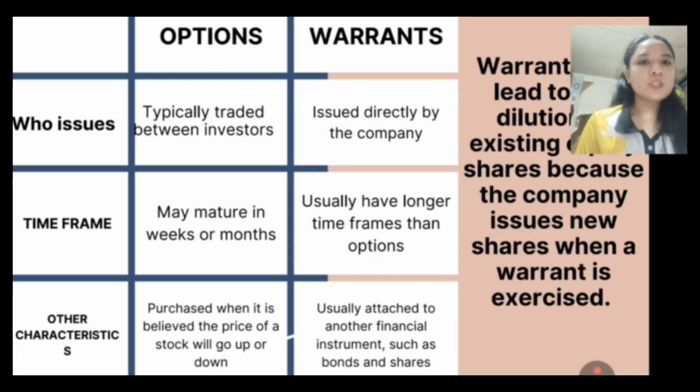Options are typically traded between investors, while warrants are issued directly by the company. The time frame of options may mature in weeks or months, while warrants have longer time frames than options. Other characteristics: an option is purchased when it is believed the price of a stock will go up or down, while warrants are usually attached to another financial instrument such as bonds and shares.